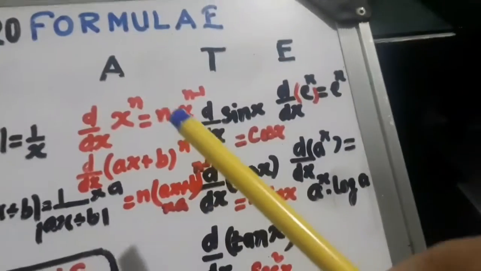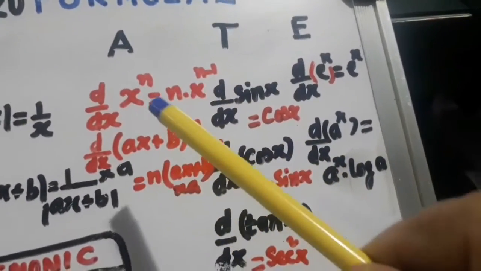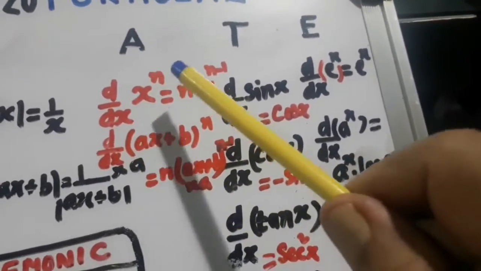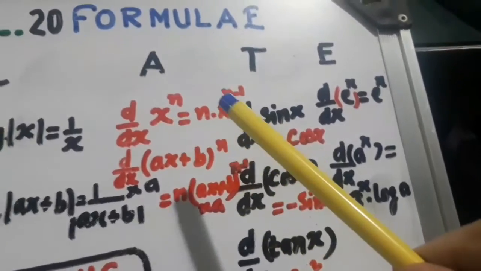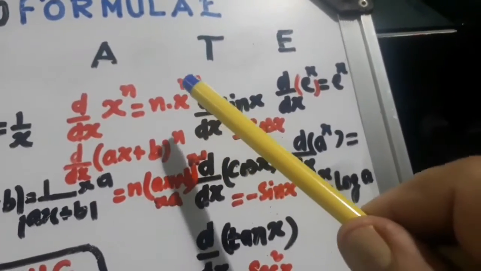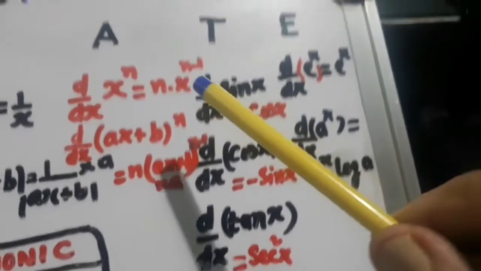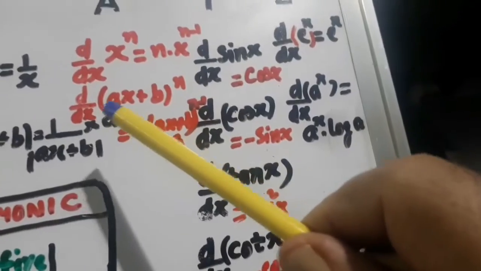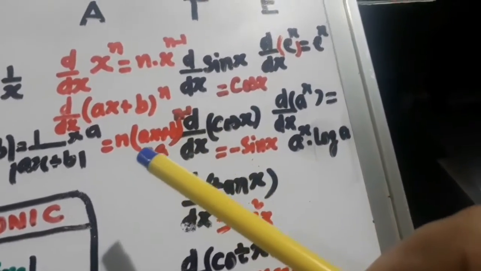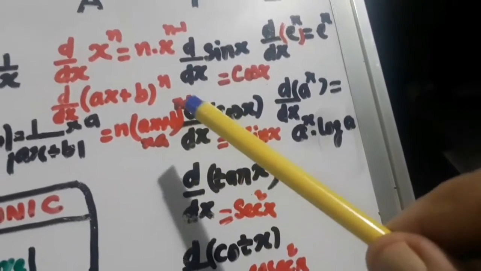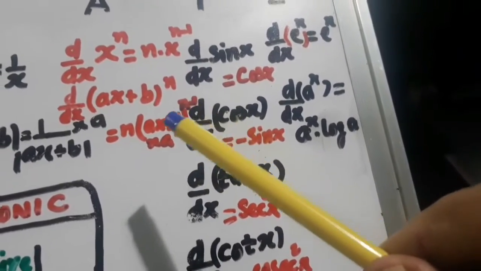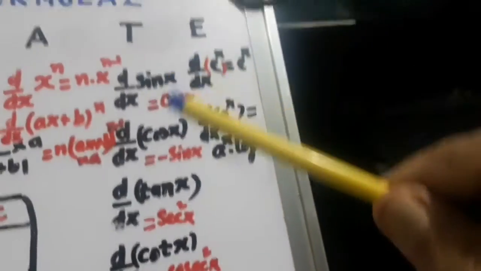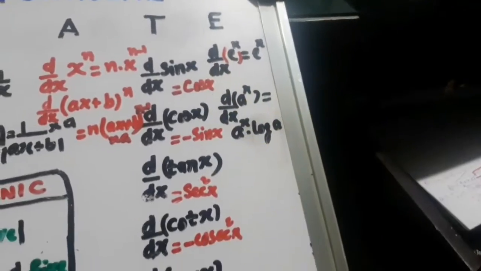Now let us go to the next, algebraic functions. It is a power formula. d/dx of x raised to power n: after differentiation, n will come down and 1 power will be subtracted. It will become n x raised to power n minus 1. Similarly, d/dx of ax plus b raised to power n: n comes down, the power reduces by one, giving n times ax plus b raised to power n minus 1. And what is the derivative of ax plus b? It is a.